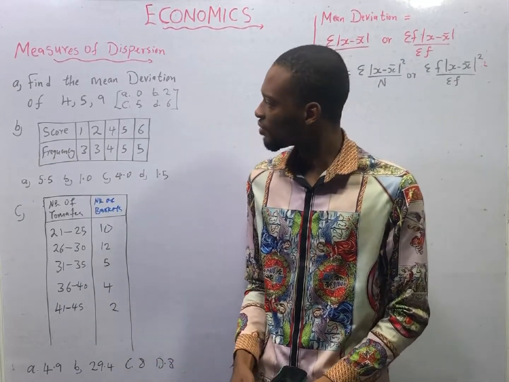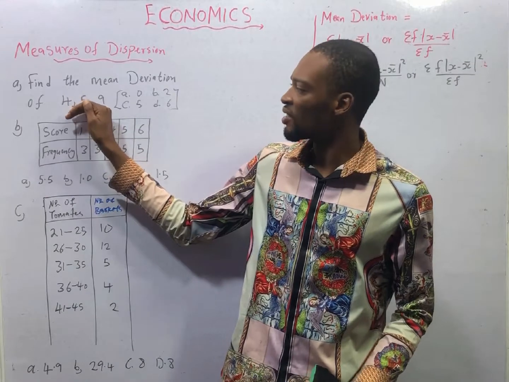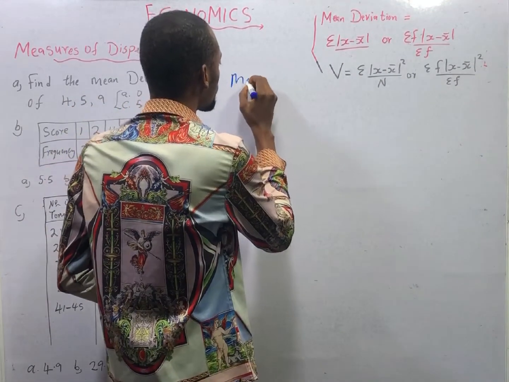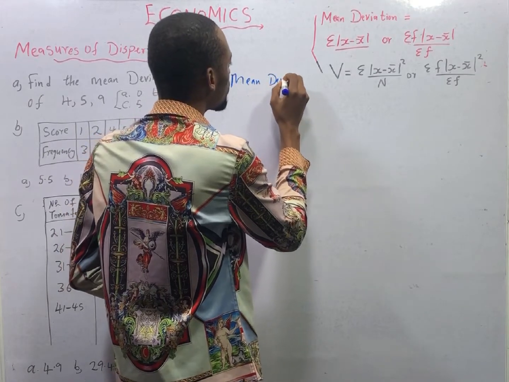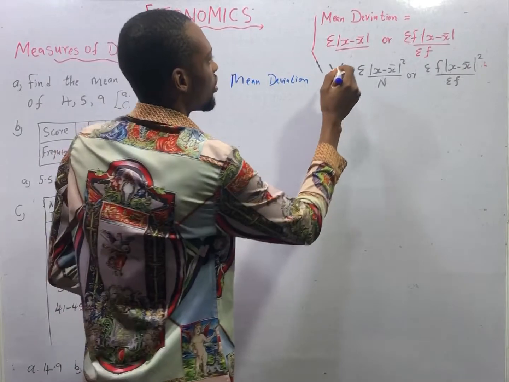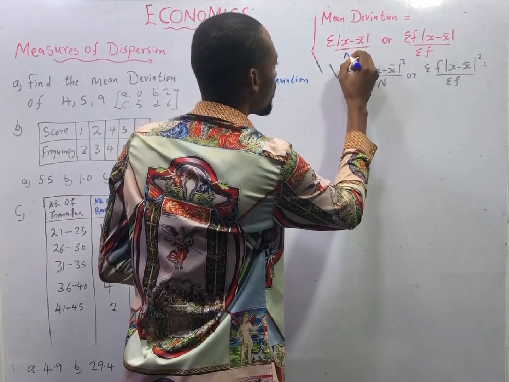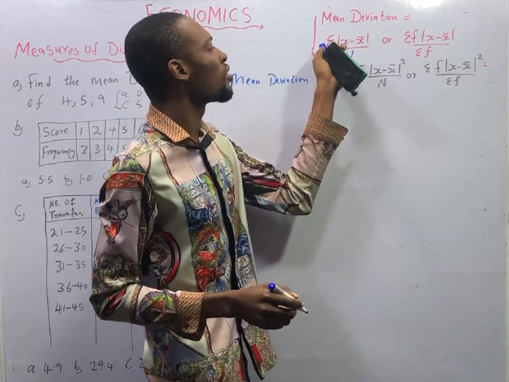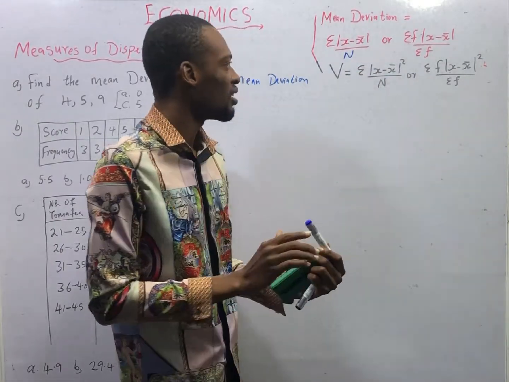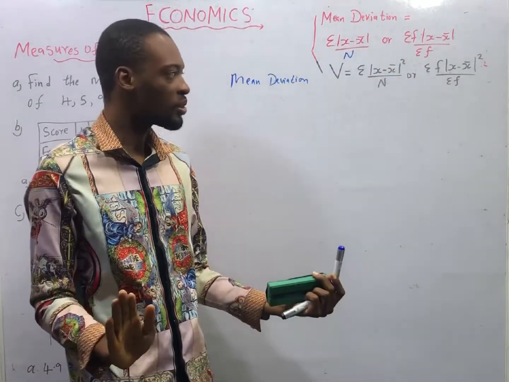How do you do that? For ungrouped data, something like this, to find mean deviation, it is simply, this is n, summation of s minus s bar all over n. That is mean deviation.